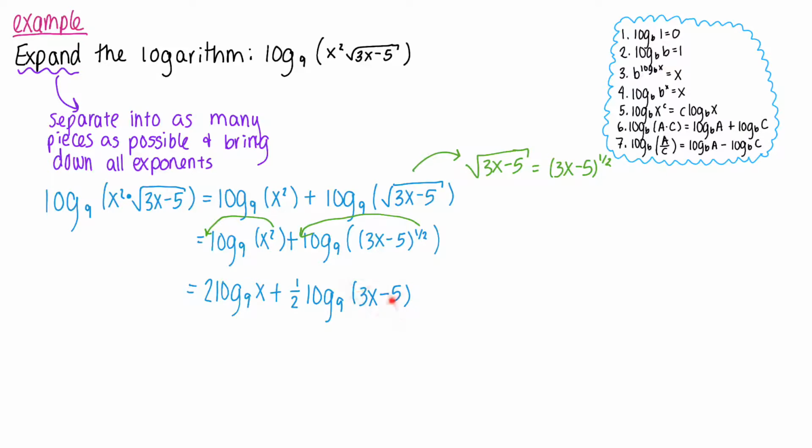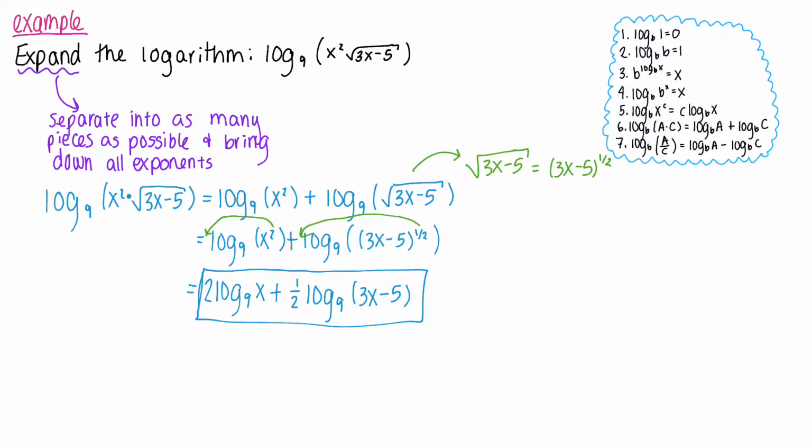We can't break this up anymore because you have to have either multiplication or division on the inside of a log in order to break it up. So we can't break up him anymore. This guy's broken up and all of our exponents are down. So that is our answer. That is our fully expanded logarithm.